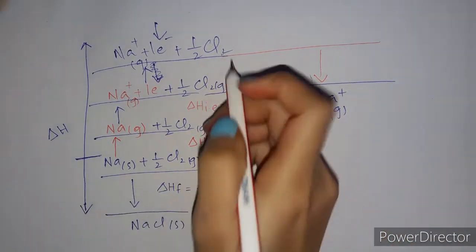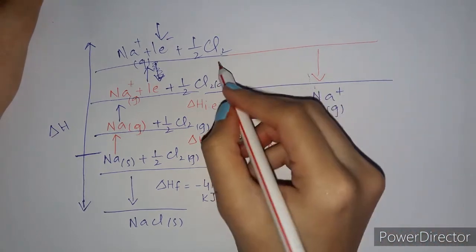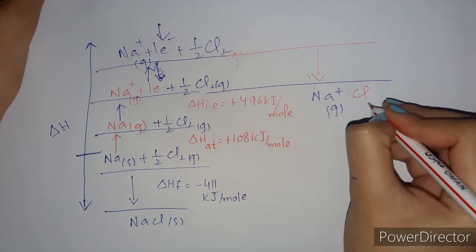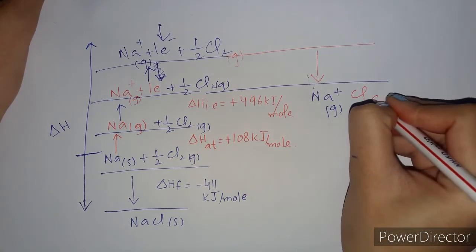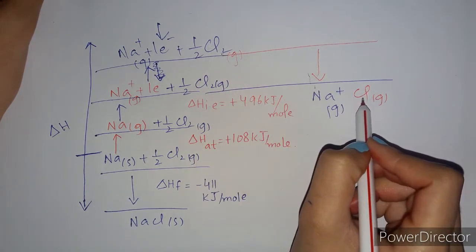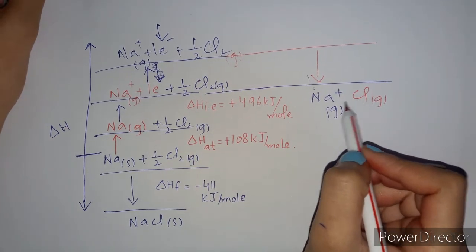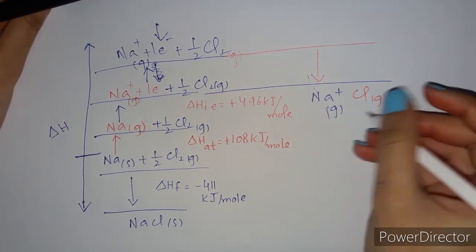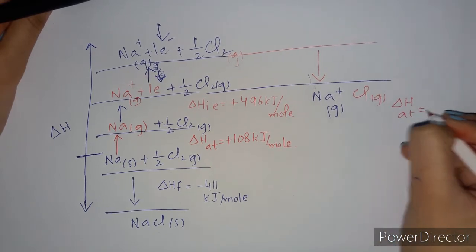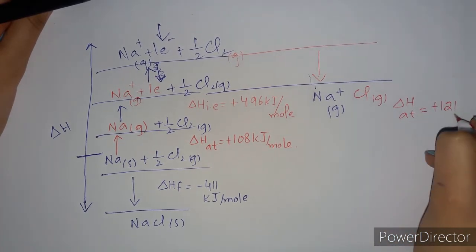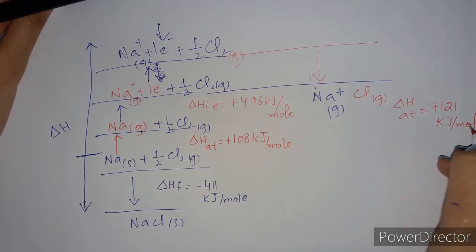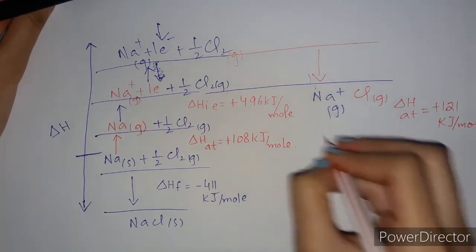Now we are focusing on chlorine. Chlorine gas converts into Cl in the form of gas. It converts into a single chlorine atom. Here enthalpy of atomization is included, which has a value of plus 121 kilojoule per mole.